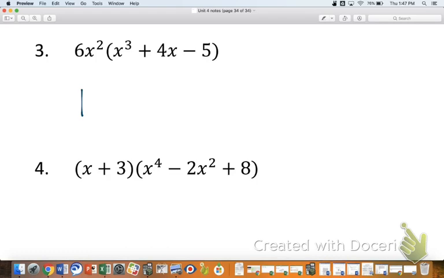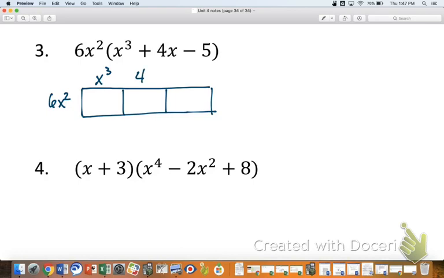I'll give you a look at it up here, so if you want to get a look at what that graphic organizer should look like.